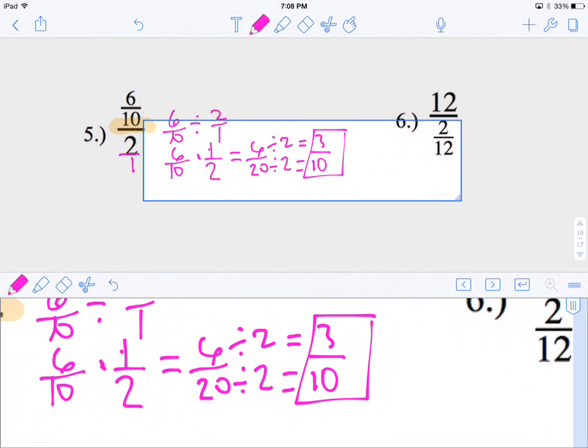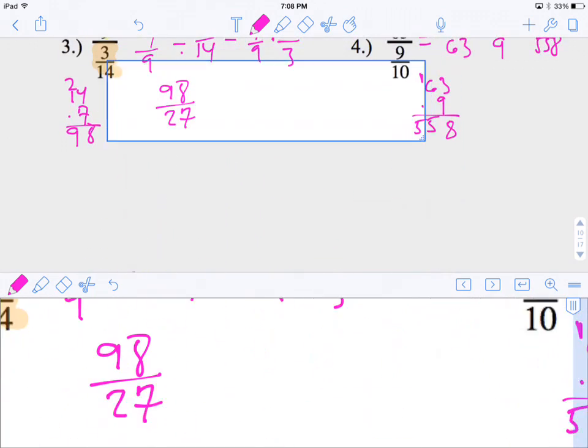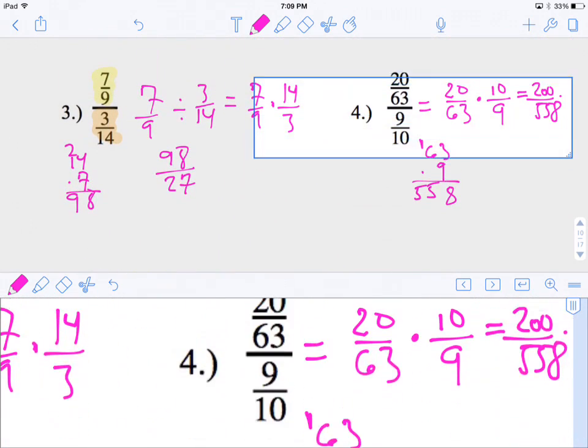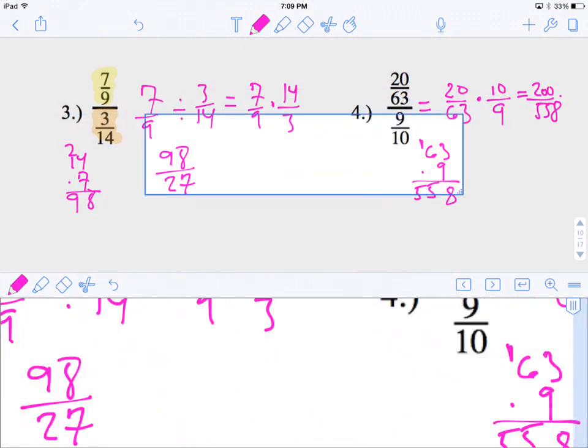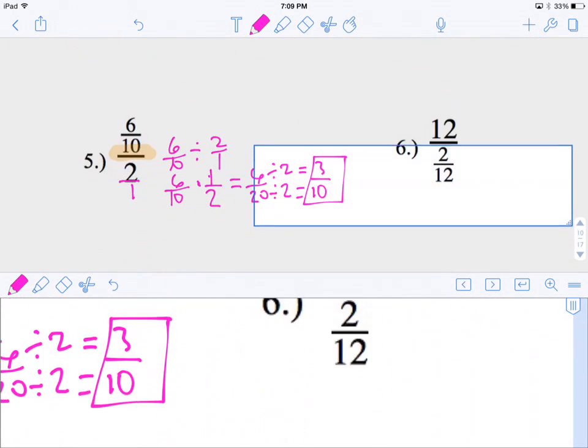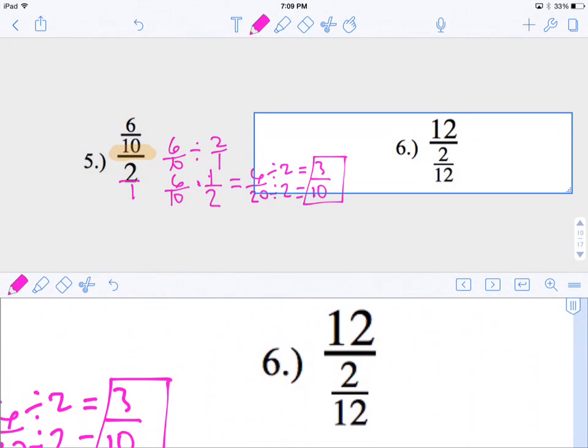I actually simplified that one. I didn't simplify the last one. If you have time, you should simplify these. Make sure that they are in lowest form. But I don't. Number 6, I'm going to simplify this fraction, but you see the big fraction bar over here?